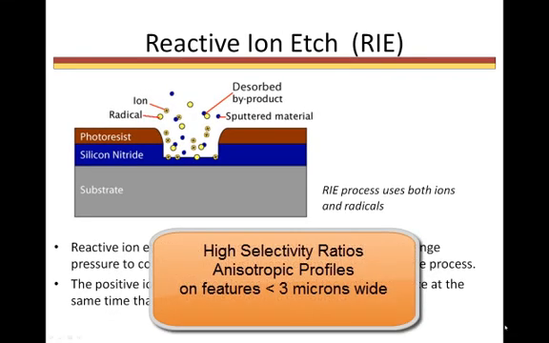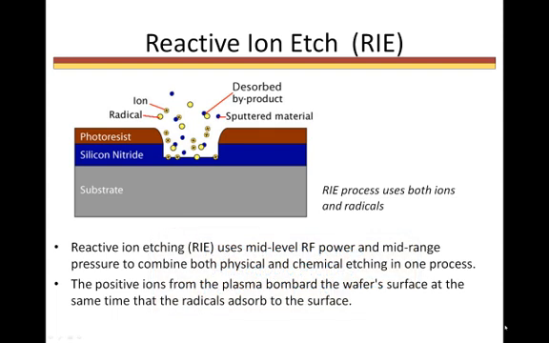This process provides high selectivity ratios. It also produces anisotropic profiles on features less than 3 microns wide. Its ability to capitalize on the advantages of both physical and chemical etching makes RIE an invaluable tool in the manufacturing of microsystem components.